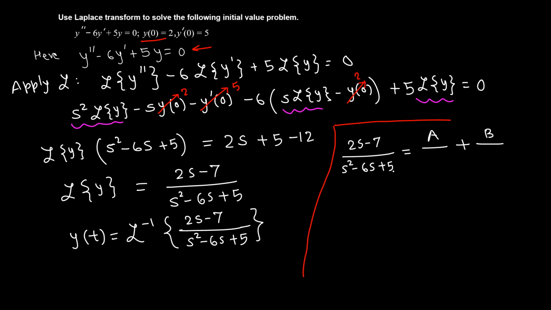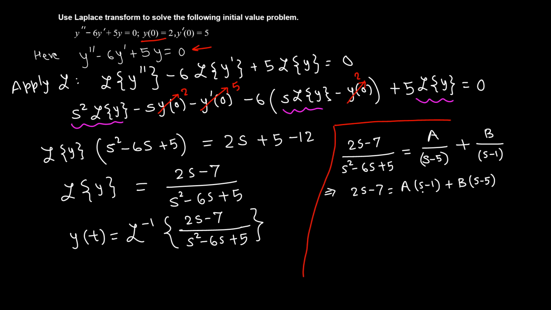This factors: 5 times 1 is 5, and 5 plus 1 is 6. This is pretty much s minus 5 and s minus 1. This implies the top, 2s minus 7, equals, because the bottoms will be the same, if we combine these two fractions on the right hand side, A times s minus 1 plus B times s minus 5. This is true for all s. Now we need to solve for A and B.